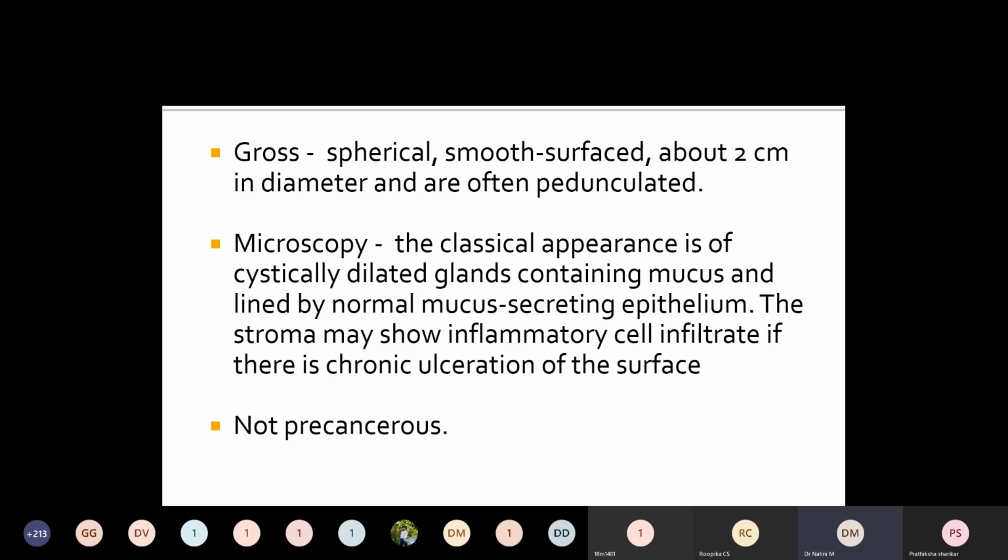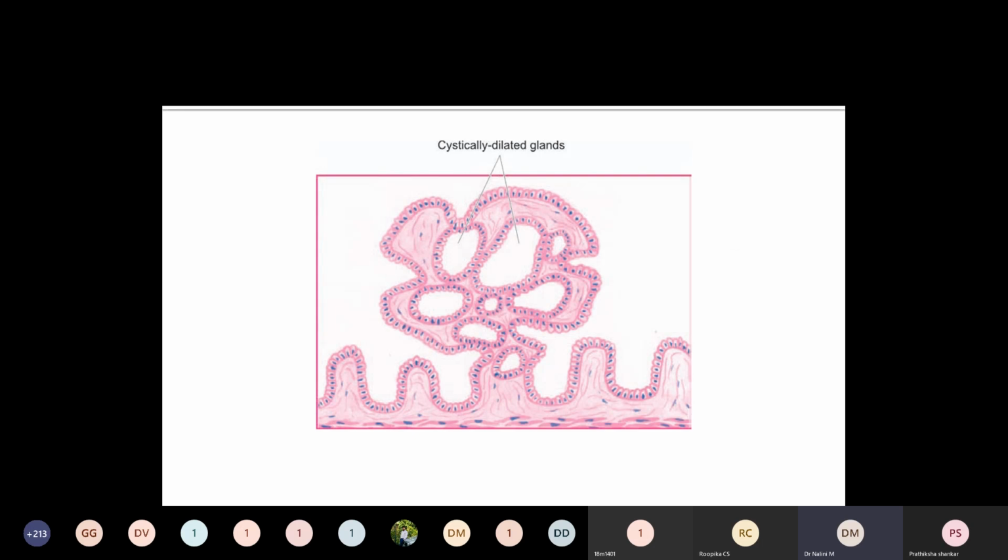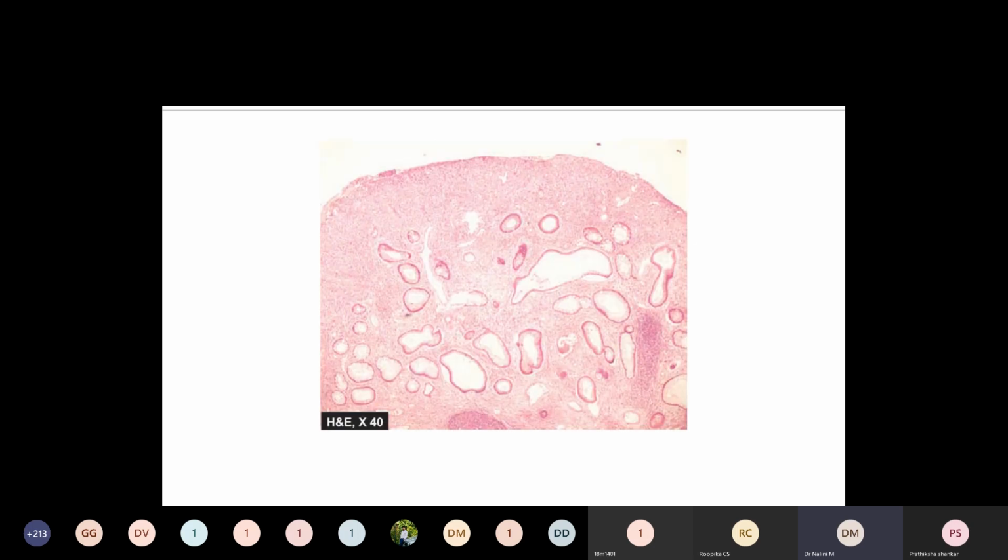Grossly, they are spherical or smooth surface. They are about 2 centimeter, most commonly pedunculated. Microscopically, the classical appearance, you can see the cystically dilated glands, and these glands are lined by mucus secreting epithelium, and they also have mucus. And another important thing you have to notice, there could be chronic ulceration and inflammation. So this is the polypoid structure, and these are the cystically dilated glands that you would see.